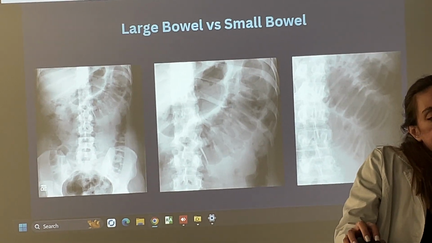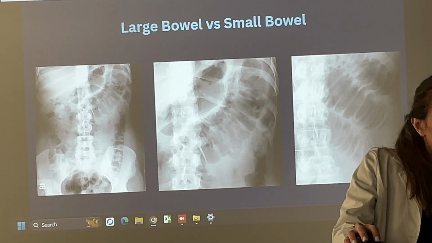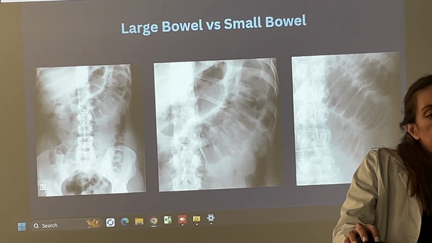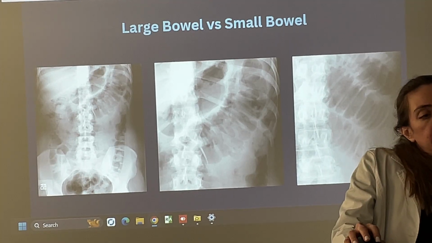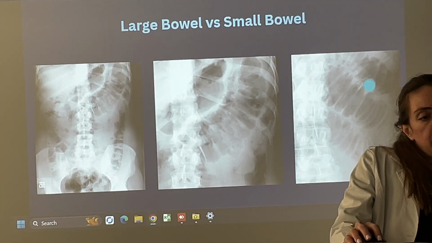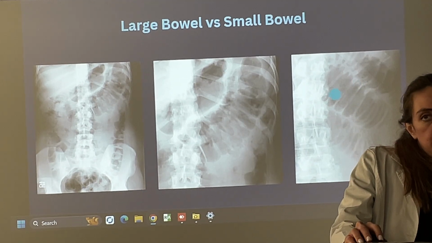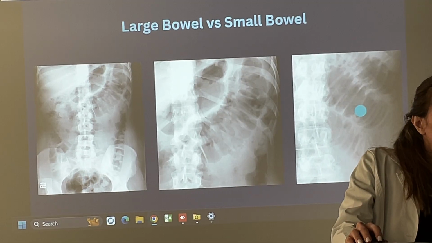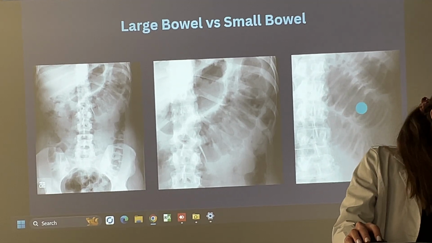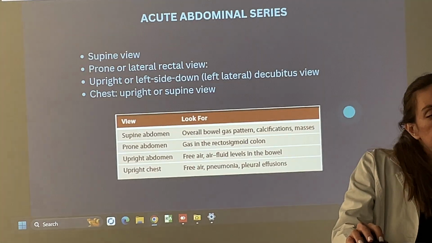And also the valvulae are spaced much closer together than the haustra of the large bowel, and you can differentiate just by their distribution. If those are closer to each other, then probably it is small bowel, and if those are farther from each other, then it is large bowel.